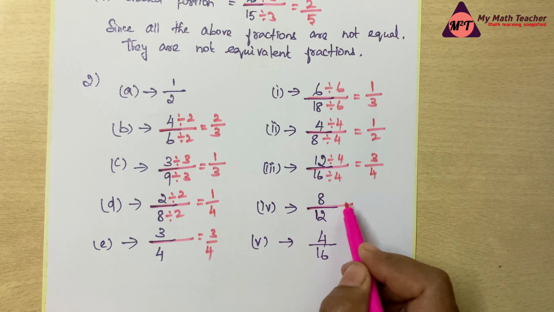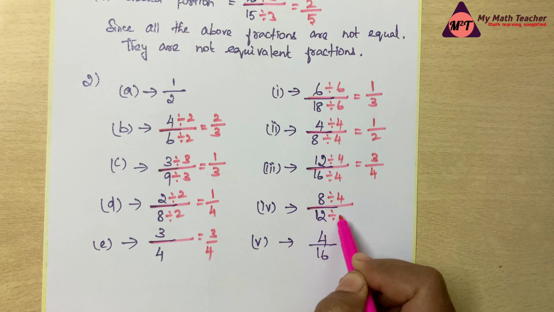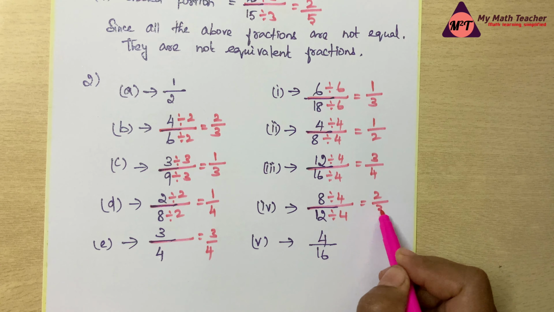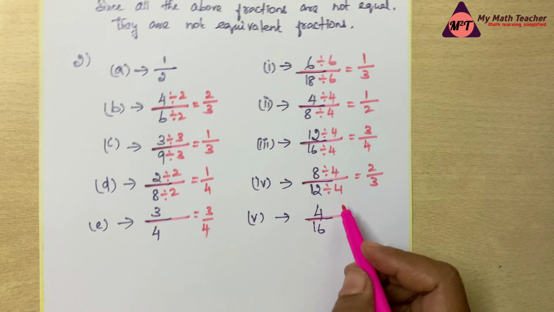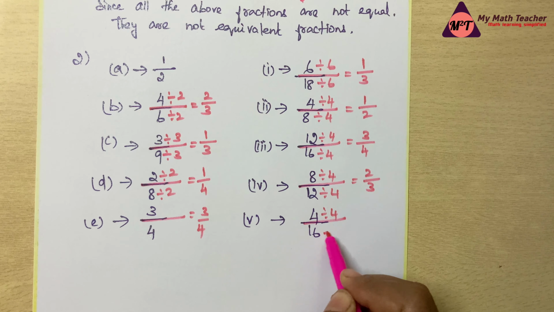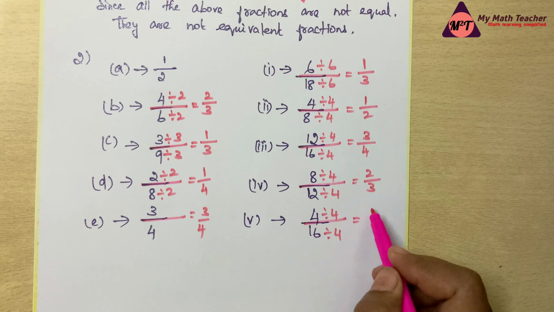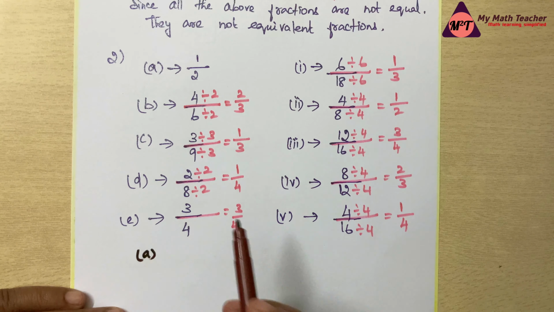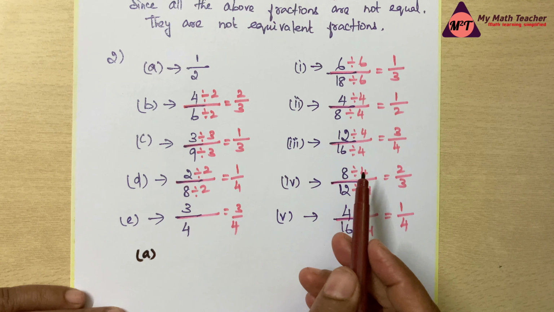Again, both the numbers divided by 4. It will be 2 by 3, 12 divided by 4 is 3. The last one, again 4 by 16. It is divisible by 4. 4 divided by 4 is 1, 16 divided by 4 is 4. Okay. Now let us compare and match them.